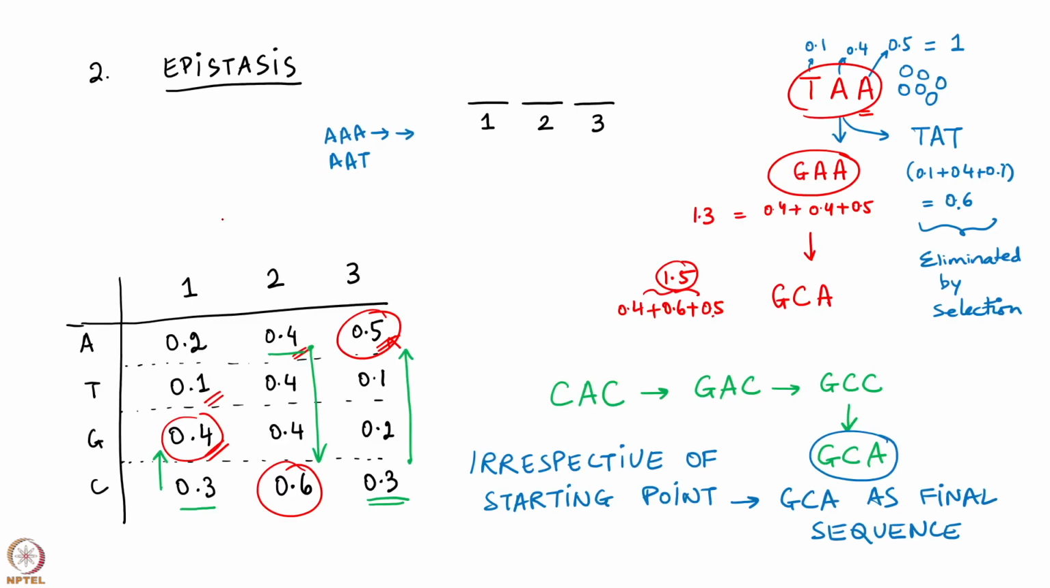If we go back to the example that we just discussed, the fitness contribution of position 1 is only dependent on the nucleotide present on that particular location. So this A here makes a fitness contribution of 0.2 independent of whether it's A, T, G or C present. It does not care what is present at position 2 and position 3. Its fitness contribution is independent of what is present, and its contribution is only dependent on the nucleotide that is present at that particular location.